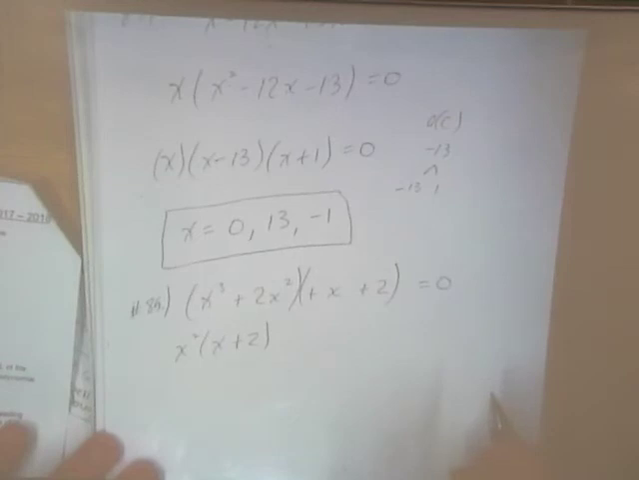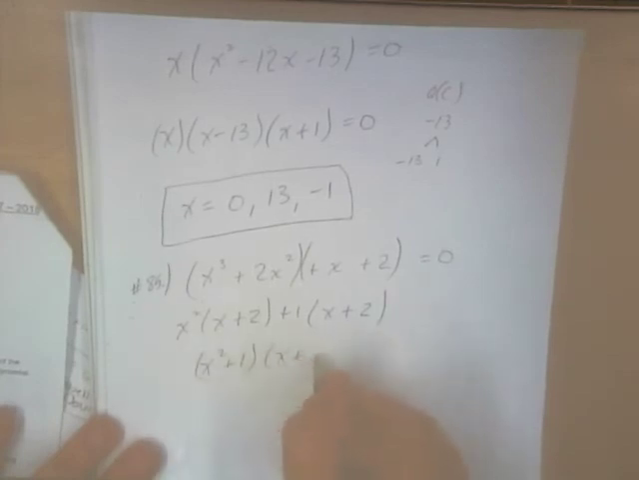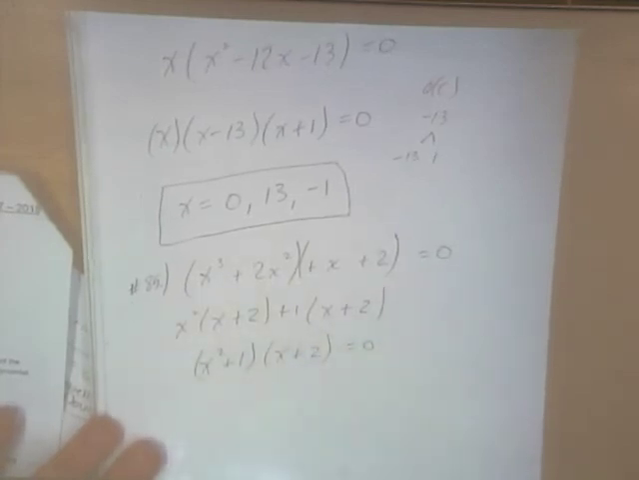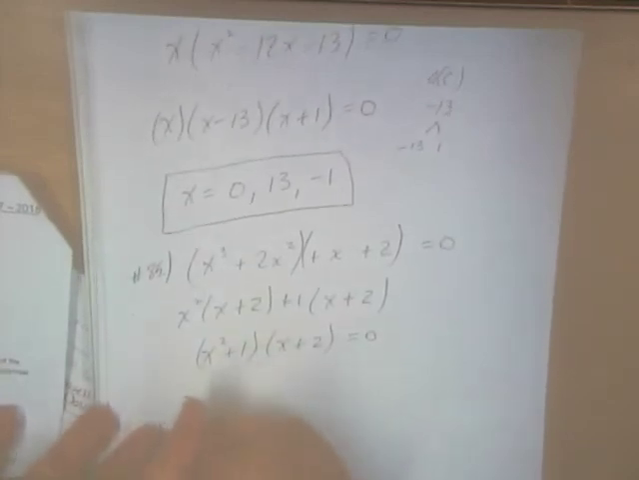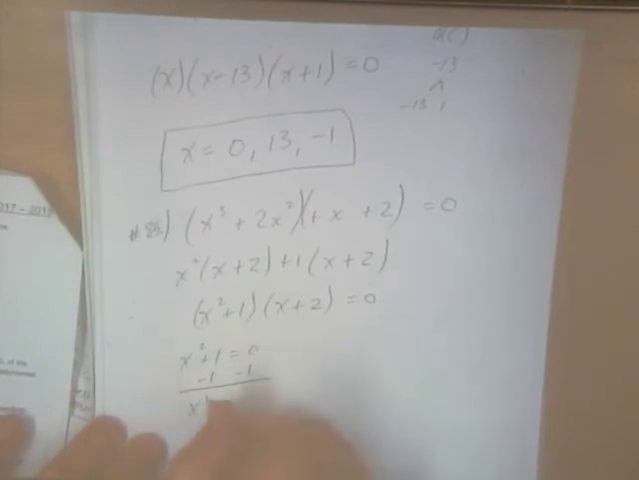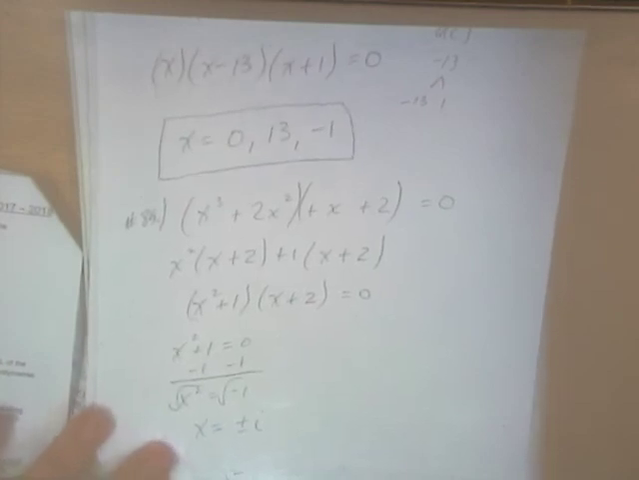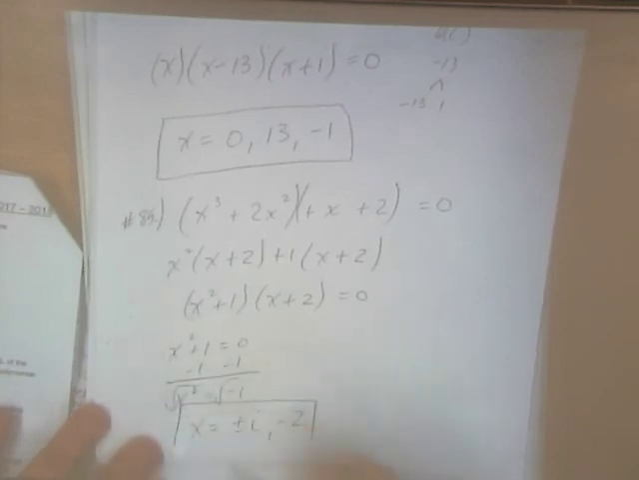Can I pull out of the second grouping? No. X plus 2. So I've got x squared plus 1 and x plus 2 equals 0. So for this one, if we set that equal to 0, x squared plus 1 equals 0. I can subtract the 1 over. And if x squared is equal to negative 1, x would be plus or minus i, right? Square root of negative 1. And x would be negative 2 here. So plus or minus i and negative 2. C. Negative 2, C.